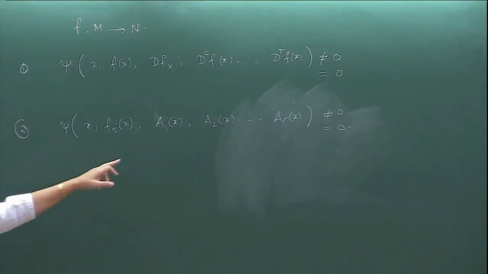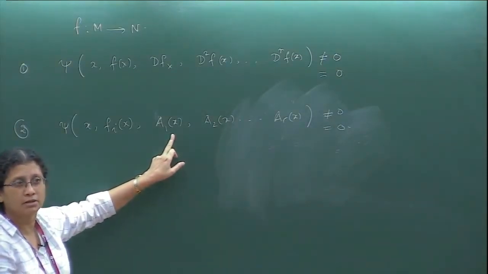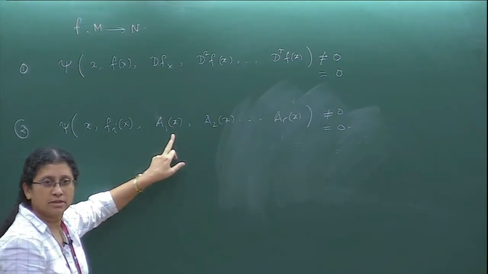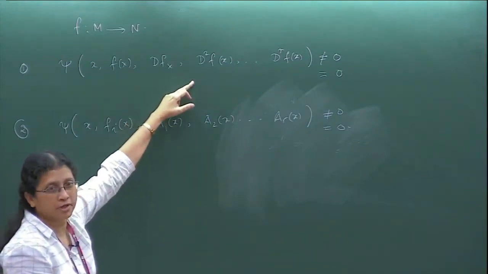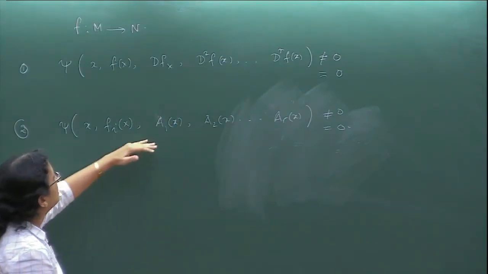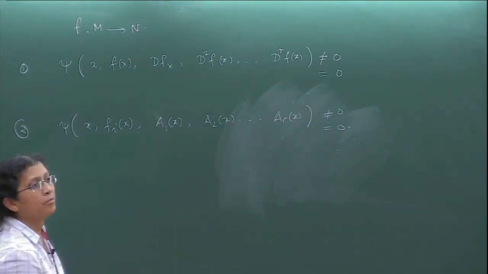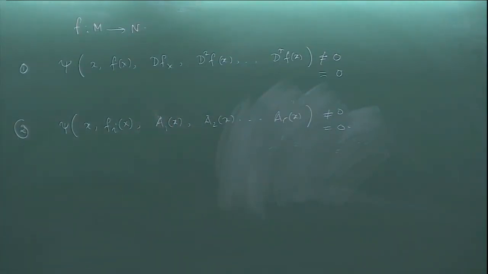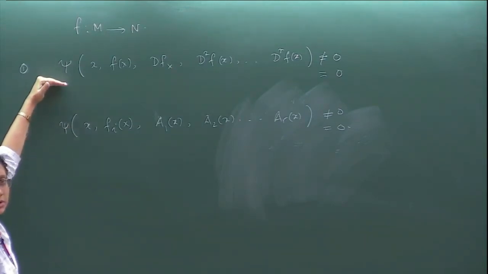So what are the values? This takes values in certain bundles which are symmetric bundles, right? Because this is a second derivative of the function. So these are sections of certain bundles. So again the same question: if you have a solution to this, then you have a solution to that, and if you have a solution to that, under what condition do you have a solution to this? This is the question.